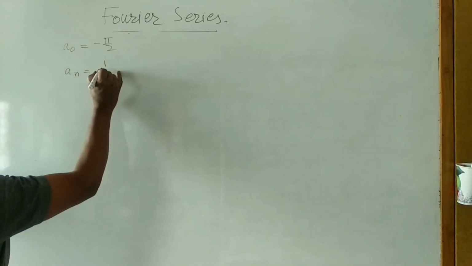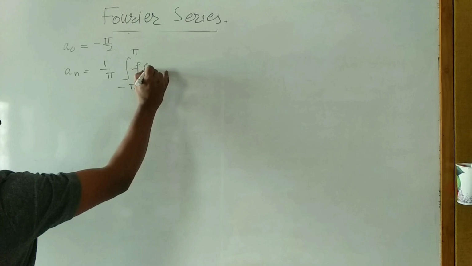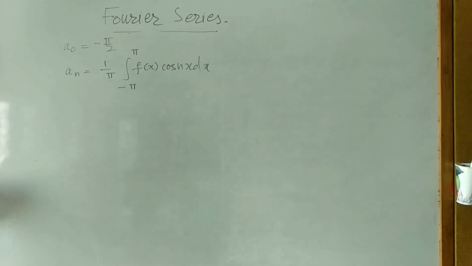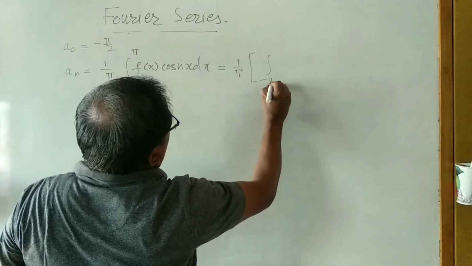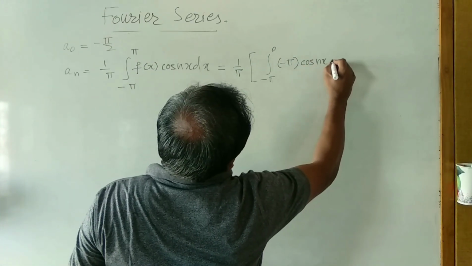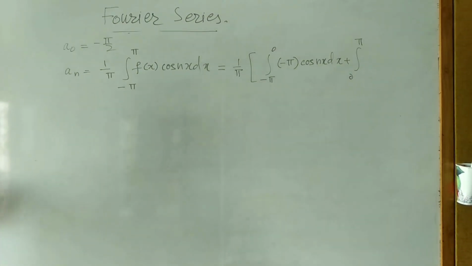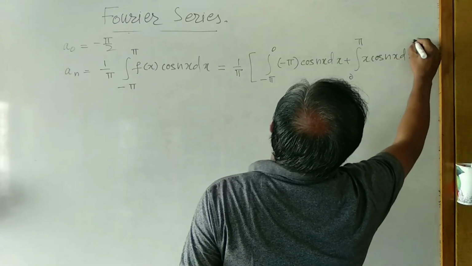An equals to 1 upon pi integral minus pi to plus pi f of x cos nx into dx. That is equals to 1 upon pi integral minus pi to 0 minus pi into cos nx dx plus integral 0 to pi. So f of x equals to minus pi for minus pi to 0, and it is x for 0 to pi. So it is x into cos nx into dx.